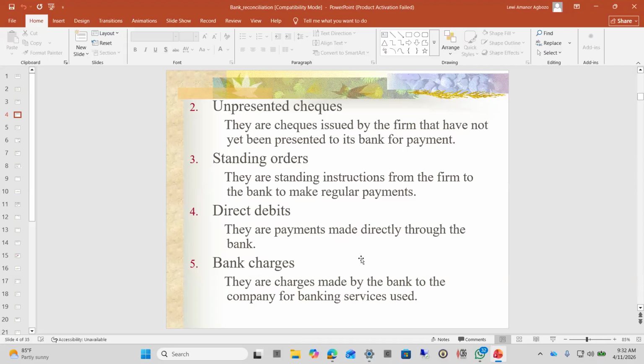Yes. Then the third thing that can also bring differences between your bank statement and the cash book is where you have made a standing order. A standing order is an instruction a customer makes to a bank. Say you give them an instruction that every month deduct this amount and pay to this person, or move this amount from this account to this account. It's an instruction you place at the bank that they should do for you periodically.